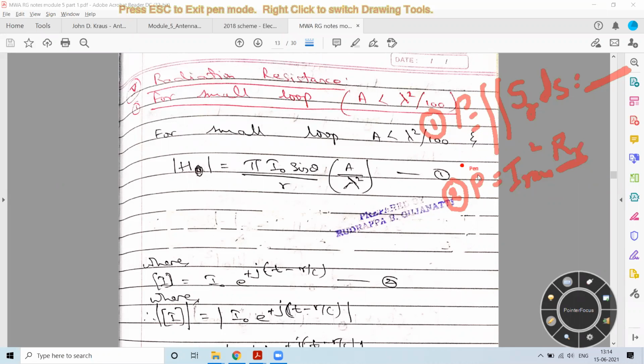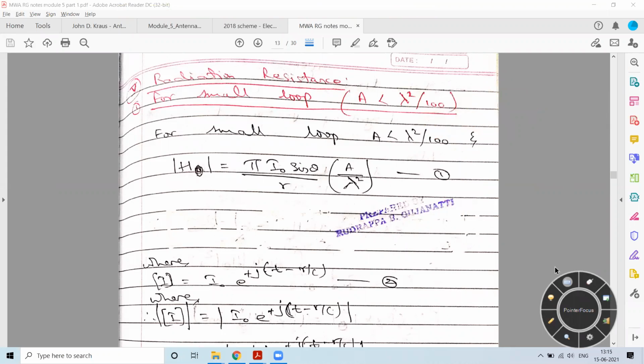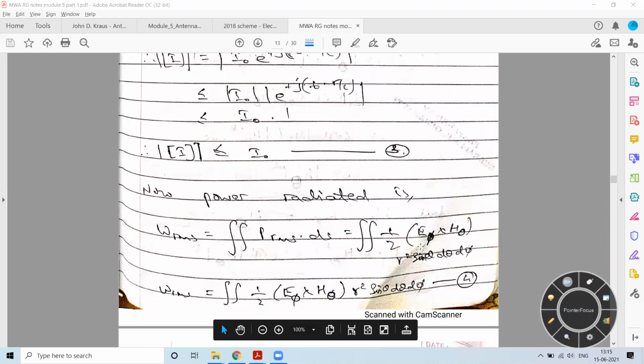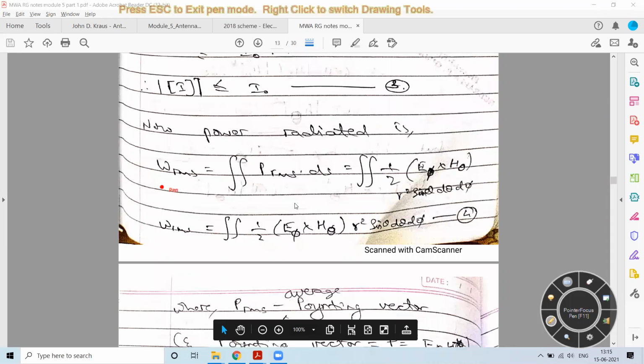And by analogy, these two equations should be equal. Therefore, you equate these two and obtain the expression for radiation resistance. Now the same concept will be followed. But in order to obtain those parameters, we had seen that we require E and H components. So what is the total power which is being radiated?